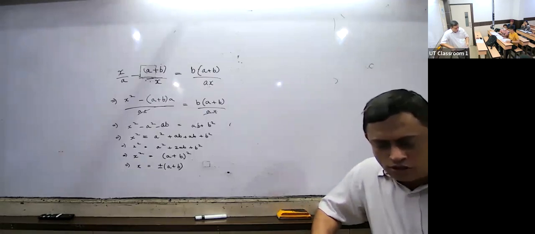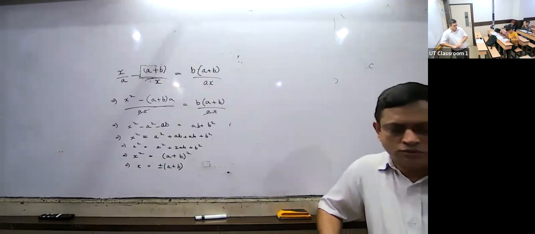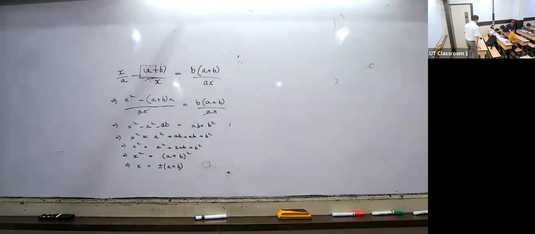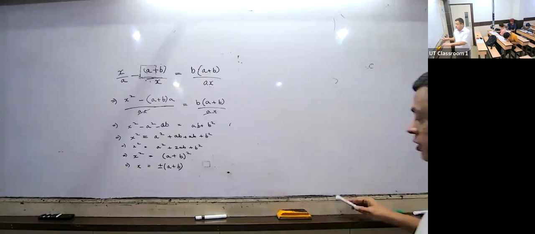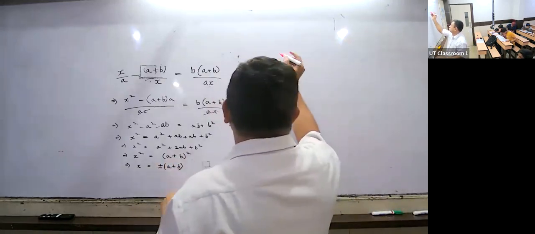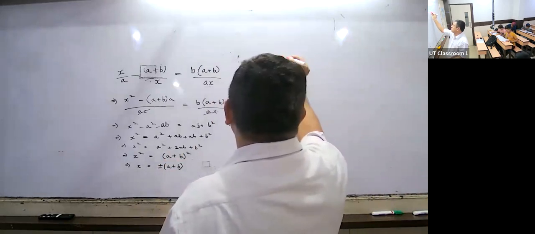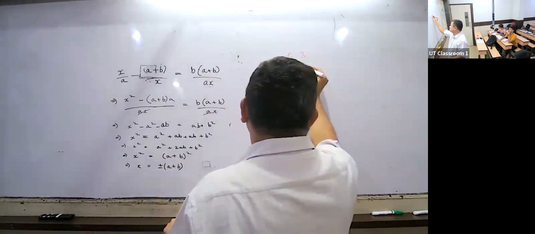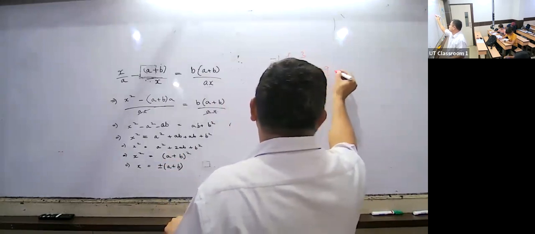Yes, sir. The seventh question. Question number 7. Minus 1 and 3 are the roots of x square plus px plus q is equal to 0.